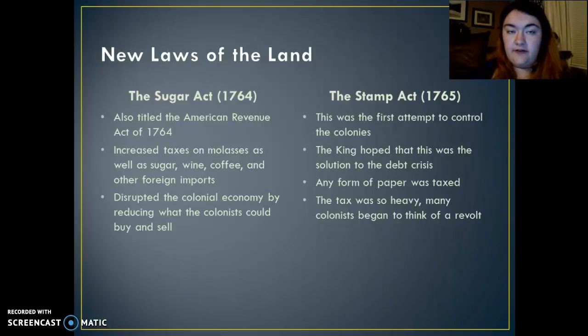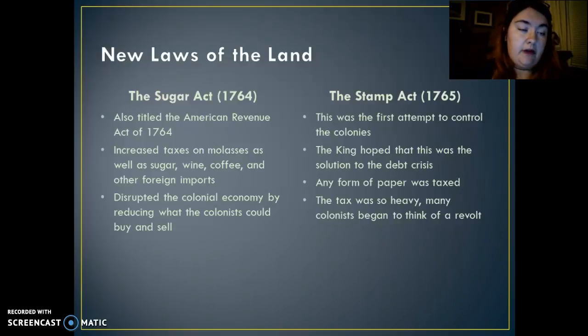So after the French and Indian War, the King of England, King George II, decided that he needed to put more taxes on his colonists as well as his own people in Britain. So he created the Sugar Act of 1764, which was also titled the American Revenue Act of 1764. This increased taxes on molasses as well as sugar and wine and coffee and anything else that was considered a foreign import, meaning that they got it from different countries, different lands.